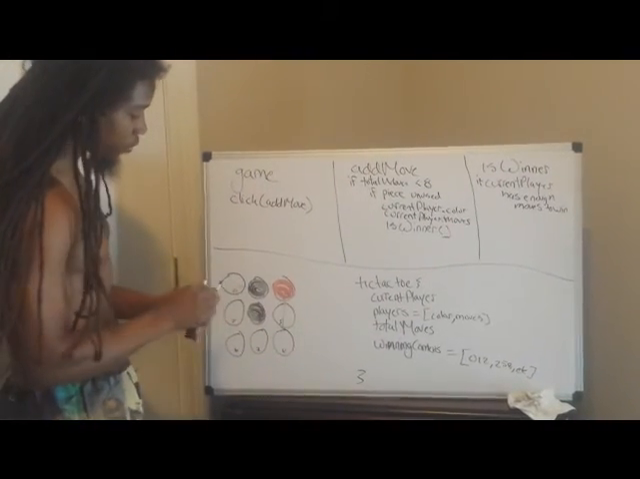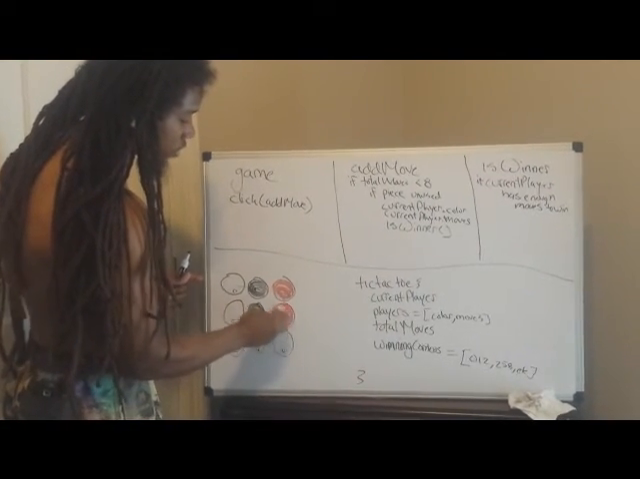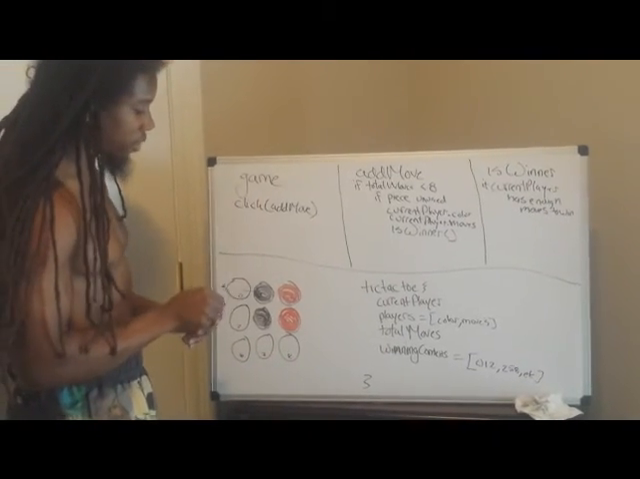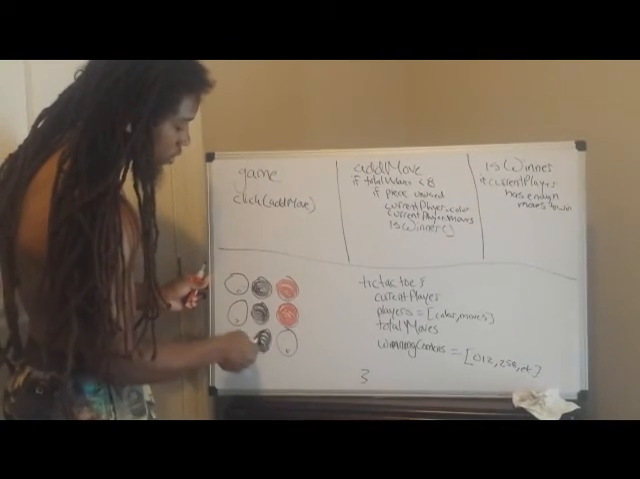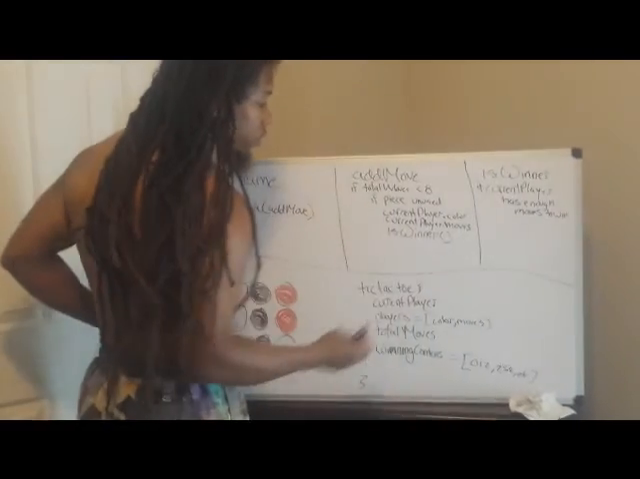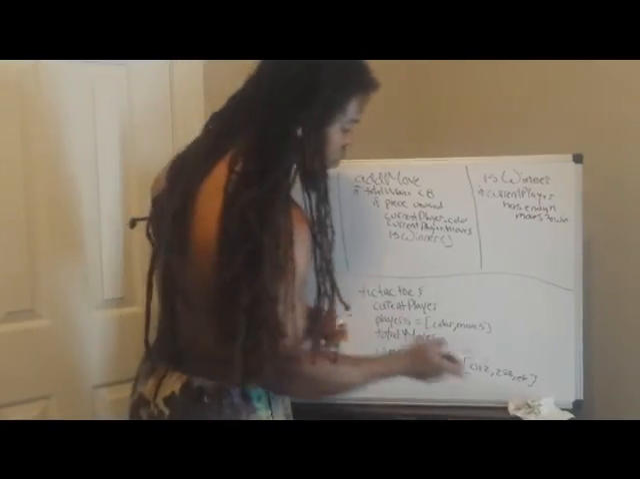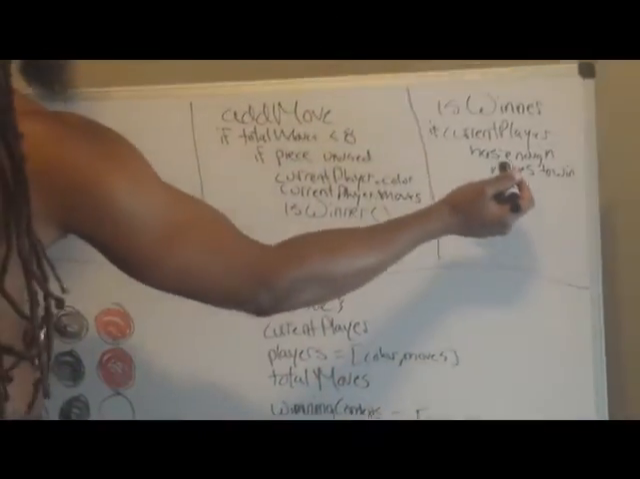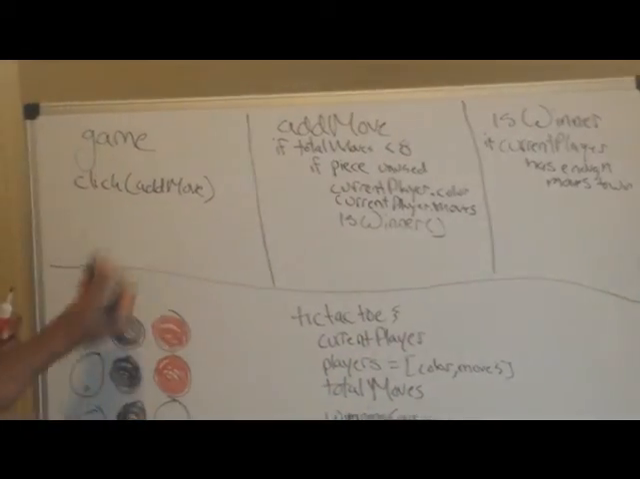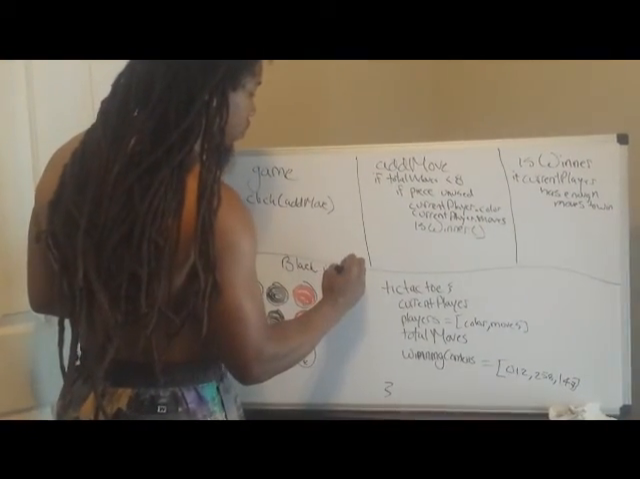But if our next move for red was 5, after we called isWinner, we still wouldn't have a winner. But if black landed here in 7, whenever we called isWinner, there would be a combination for 1, 4, and 7 inside of our winning combos. And so 1, 4, and 7 would match inside of isWinner, and boom, it would say black is winner.